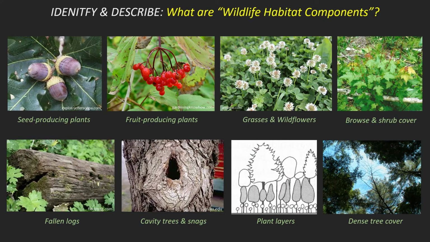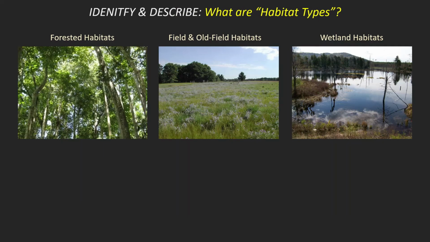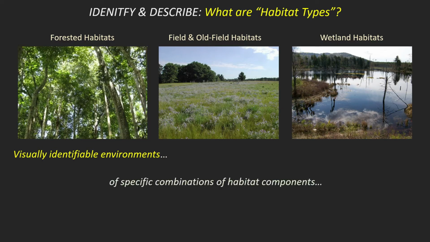Wildlife habitat components are specific features that allow wildlife to meet their needs for food, cover, water, and space. These are features we can observe, describe, and quantify. And these are the things to learn to keep your eyes out for and note anytime you're outdoors. And wildlife habitat types are visually identifiable environments composed of a specific combination of habitat components that are used by wildlife species that have similar requirements.